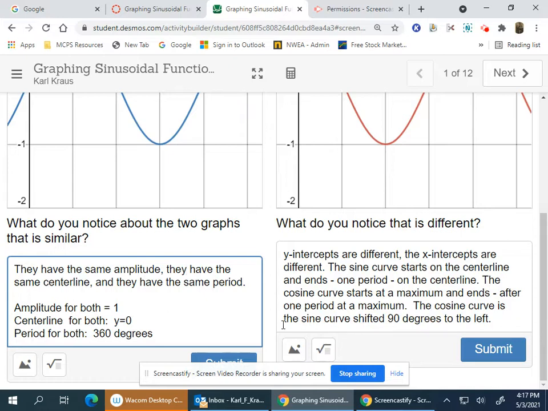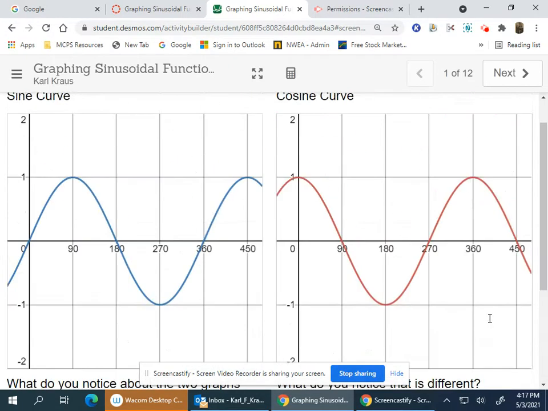The cosine curve is actually the sine curve shifted 90 degrees to the left. So if I shifted this curve 90 degrees to the left, then it would look like the red one. So if I shifted the blue one 90 degrees to the left.